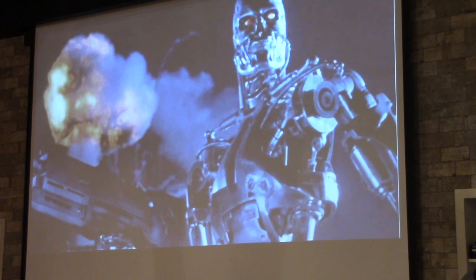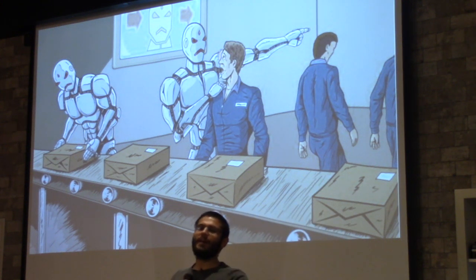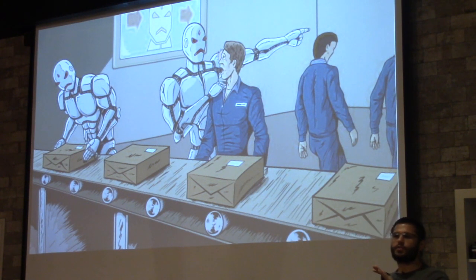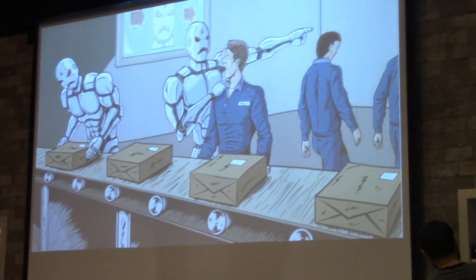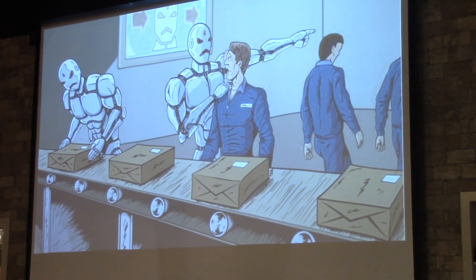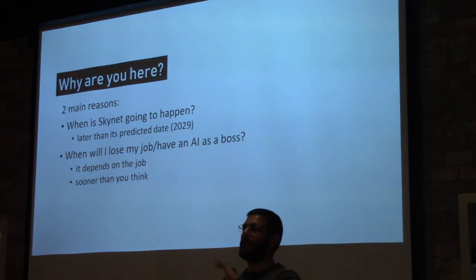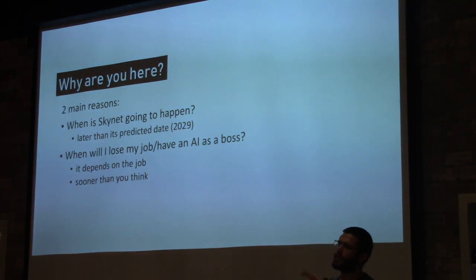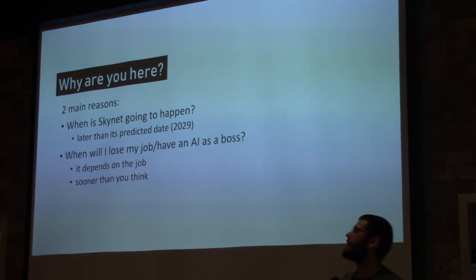But you're here for a second reason also. You're afraid of losing your job because of AI at some point. Now, I'm going to answer those two questions right away so that we can keep it smooth and simple and easy for the rest of our talk. We don't have to worry about robots killing humans. So when is Skynet going to happen? Well, later than the predicted date. The movie says 2029. It's going to happen probably 2050 and 60. So some of us still have some time.